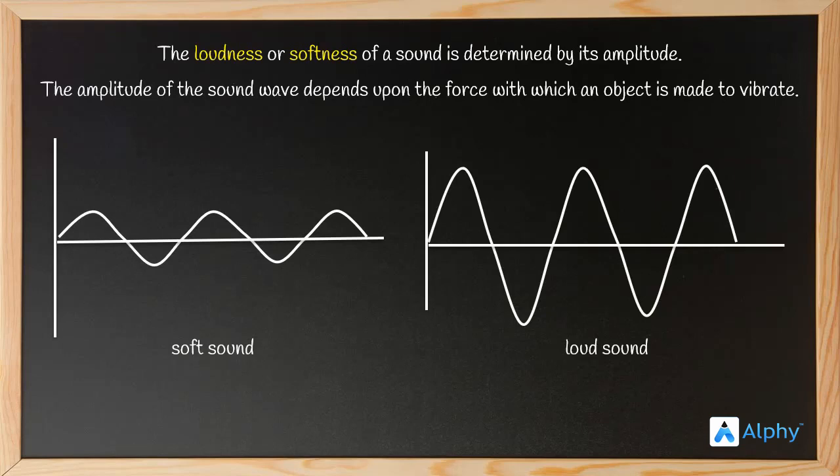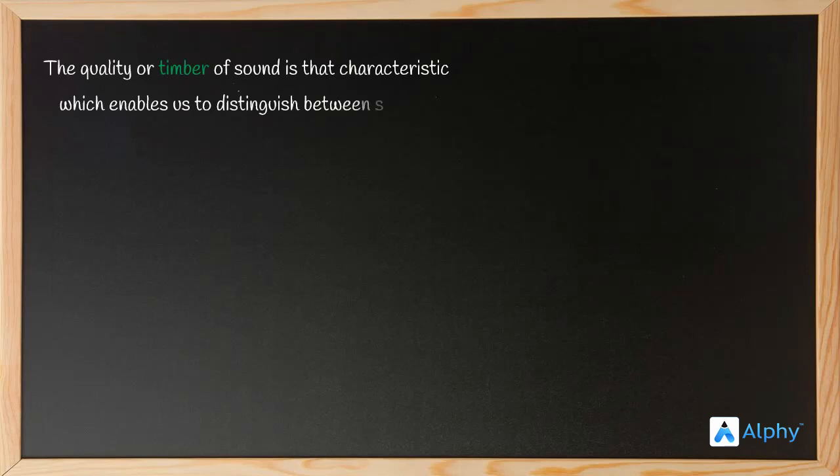Now, it's possible that two objects have the same pitch and the same loudness. Then, how can we differentiate between the two? The quality or timbre of the sound is the characteristic which enables us to distinguish between sounds. So, if you and your friend say the same speech at the same loudness, your teacher will be able to tell you apart because of the timbre of your voice. A sound of a single frequency is called a tone. Every sound has a frequency, but if the frequency is not changed, the sound has a tone.